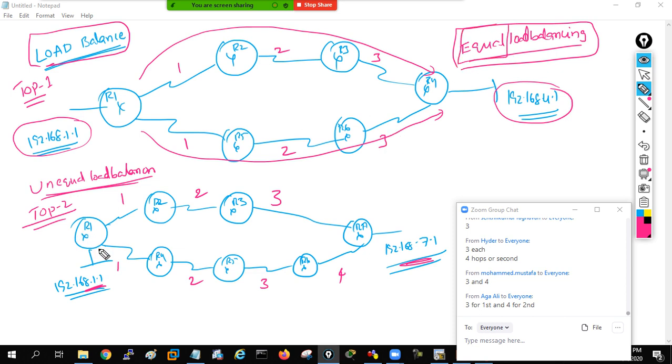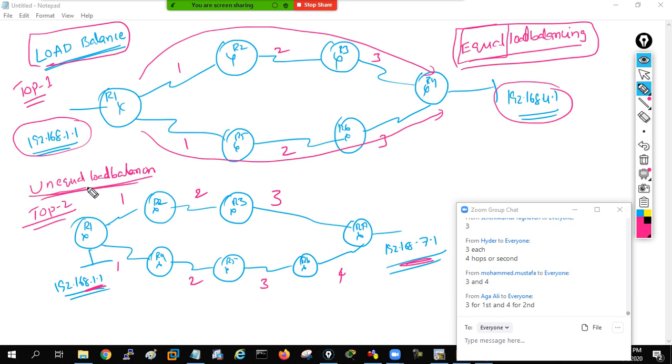Here, in topology number 2, you have two routes for the destination, but the metric is not the same. Why? Because for the first route the hop count is 3, and for the second route the hop count is 4. That's why RIP will not do the load balancing here. You understand? Because the hop metric is not matching. Whenever the metric matches, then only it will do the load balancing. That is why I am saying unequal, because the metric does not match here.